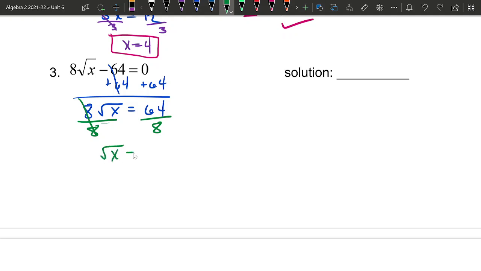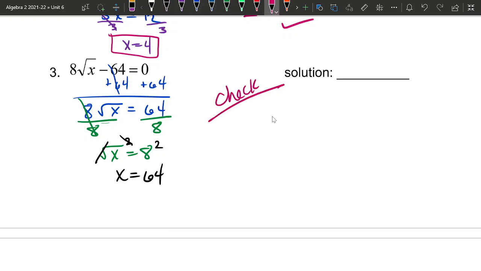So square root of x equals 64 divided by 8, which is just 8. And then you can square it to get rid of the radical. So x equals 64. And then check it. You have to check every single one of these.